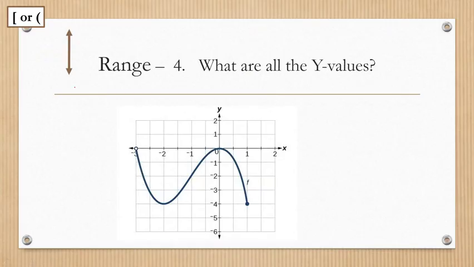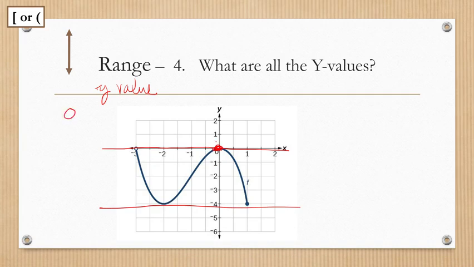Okay, range. Range is the y values. It's how high it's going to go. So how high is this going? Well, it's only going to this high. How low does it go? It's going to this low. So my highest point on the y-axis is 0. My lowest point that it's touching right here is at -4. So always put your least number first, then your greatest number second. So it is a closed dot here at -4.